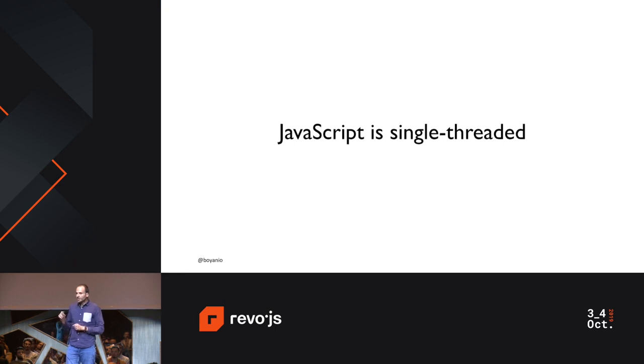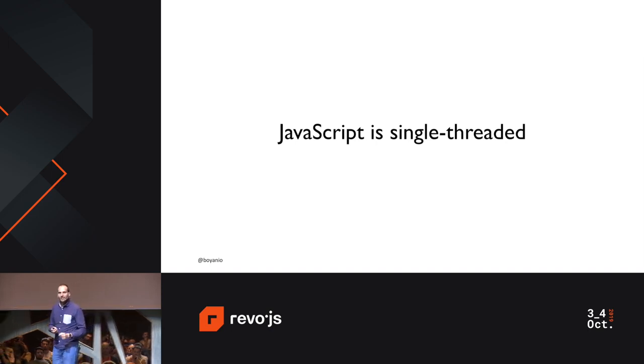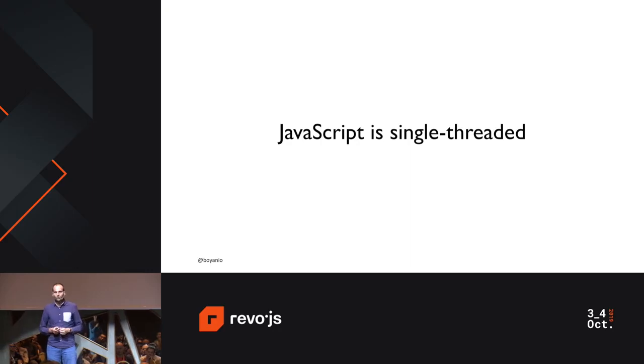To answer this question, first we need to take a look at what the architecture for the web is today and what JavaScript has achieved during the years. JavaScript currently is single-threaded, which means that in the browser, you have one thread doing everything for your JavaScript. And this means that if we want to run WebAssembly, calls to WebAssembly will be blocking.